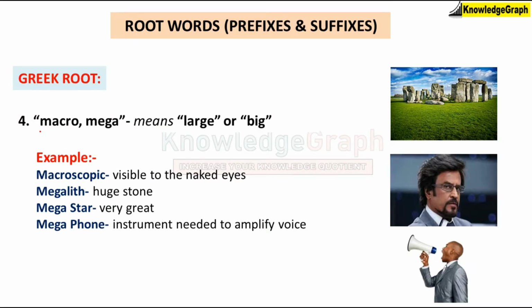The fourth one over here we have, it's again a Greek root word, macro, mega. So it basically means large or big. Macro, mega basically means large or big. Macroscopic. So you have the root word macro over here. Scopic, something that is visible to naked eyes.